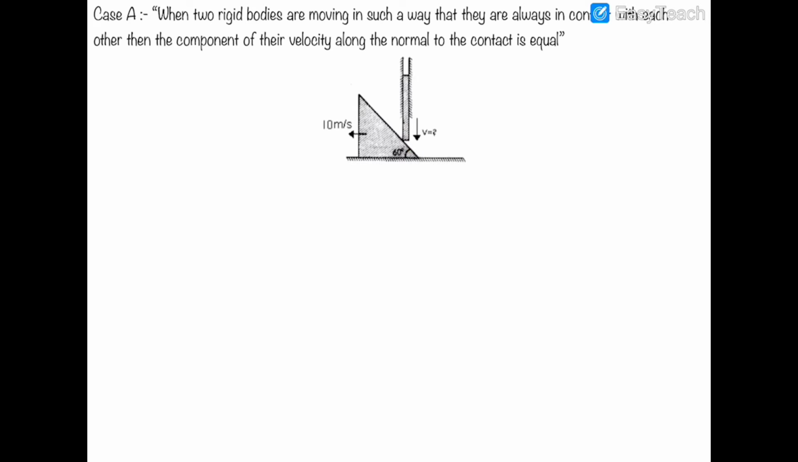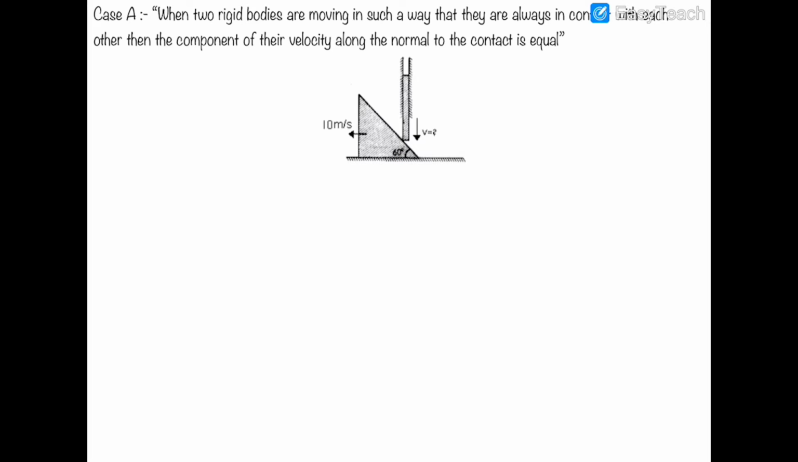We have identified the velocity of the rod, and as the wedge is restricted to move only in x-axis, it is moving in x-axis towards the left hand side with a velocity of 10 meters per second. This angle is 60 degree.